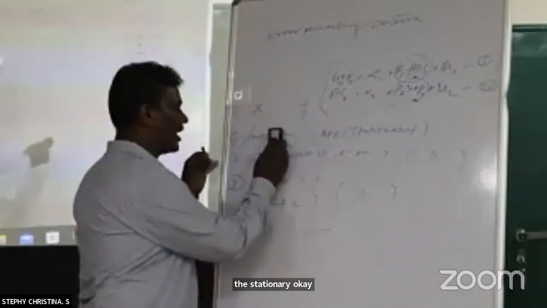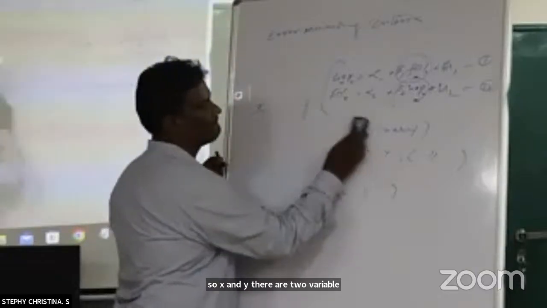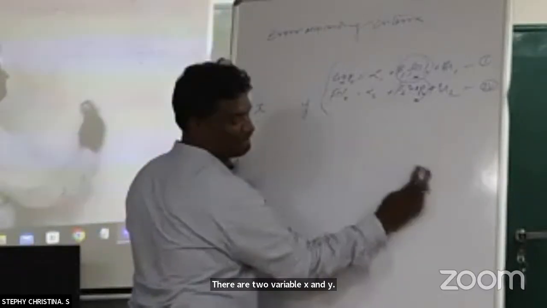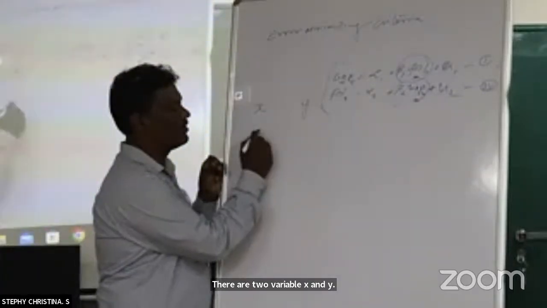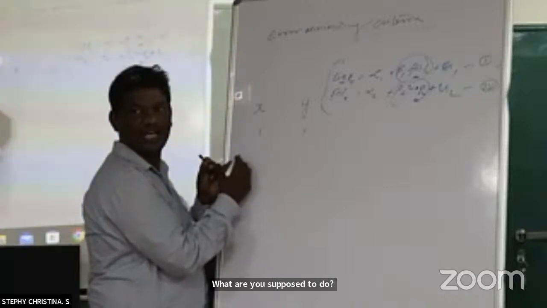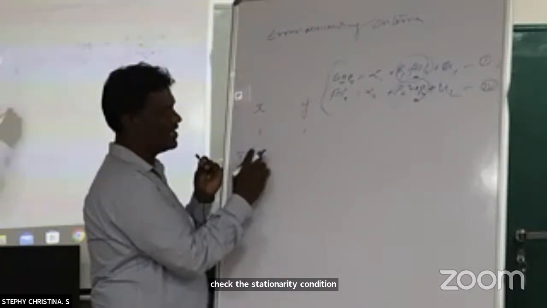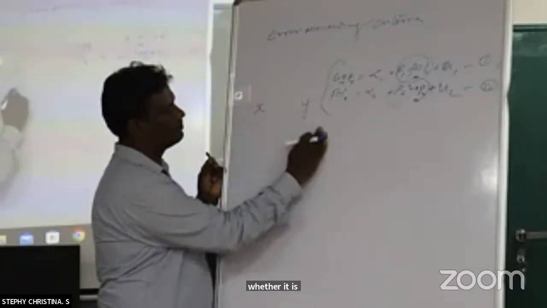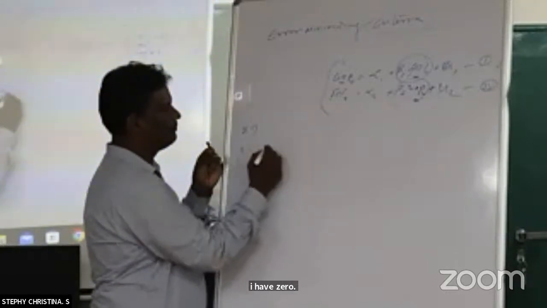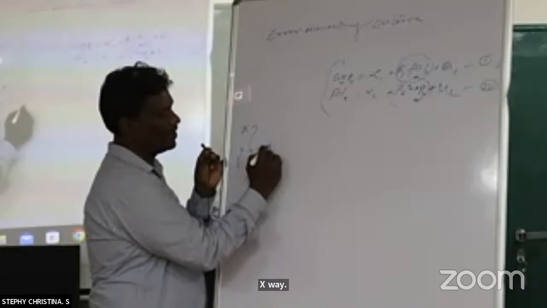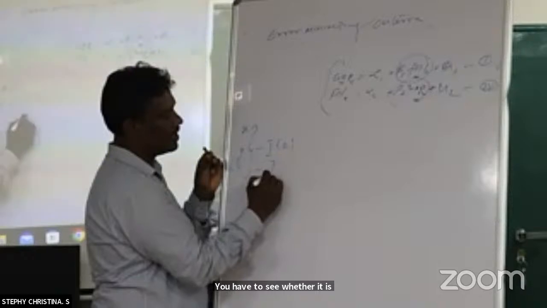So x and y, there are two variables. So what are you supposed to do? You have to first check the stationarity condition, whether it is I of 0 for x, y. What you have to prove is whether it is I of 0 or I of 1.